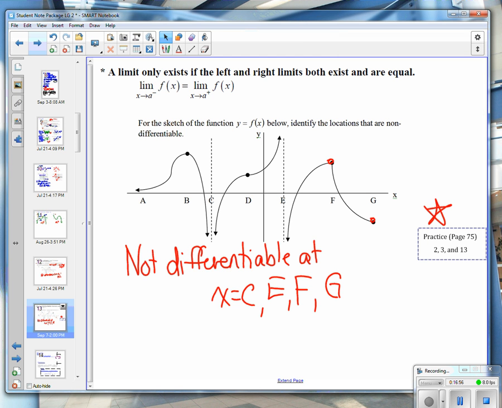And we're going to get into a lot of really good derivative shortcuts in the next lesson. It's going to be awesome.